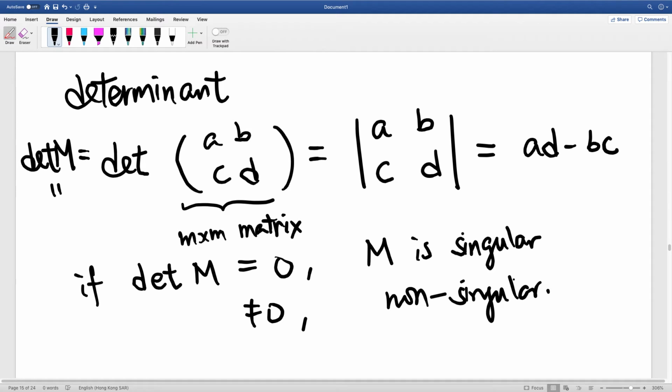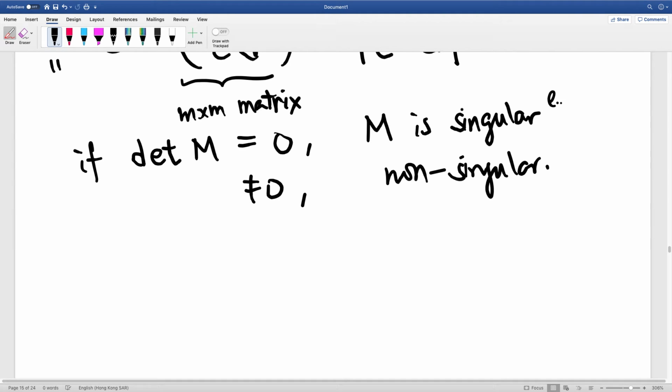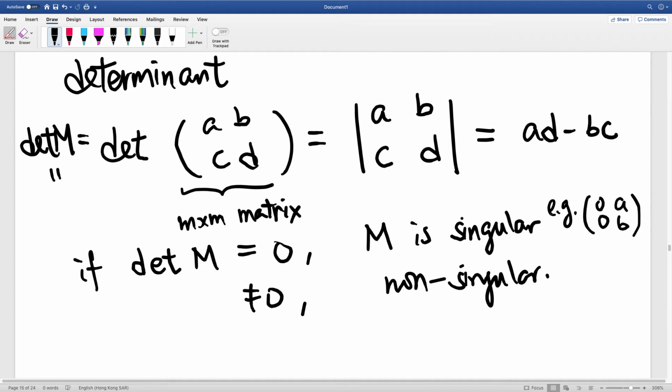So what's an example of singular? 0, 0, 0, 0. The easy example is just any matrix with the same number: 2, 2, 2, 2, or 5, 5, 5, 5. Or this is also singular, because 0 times B minus 0 times A is 0.